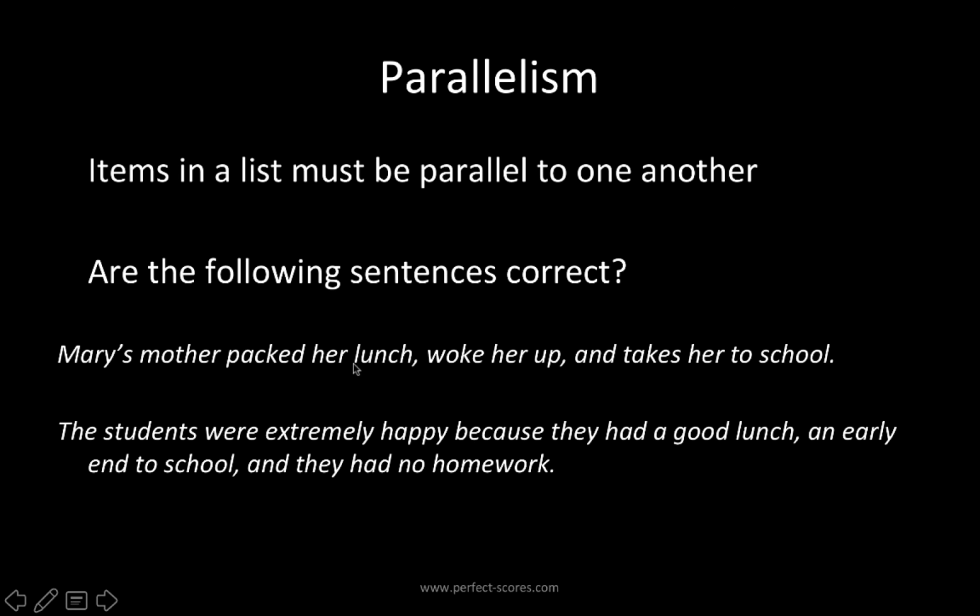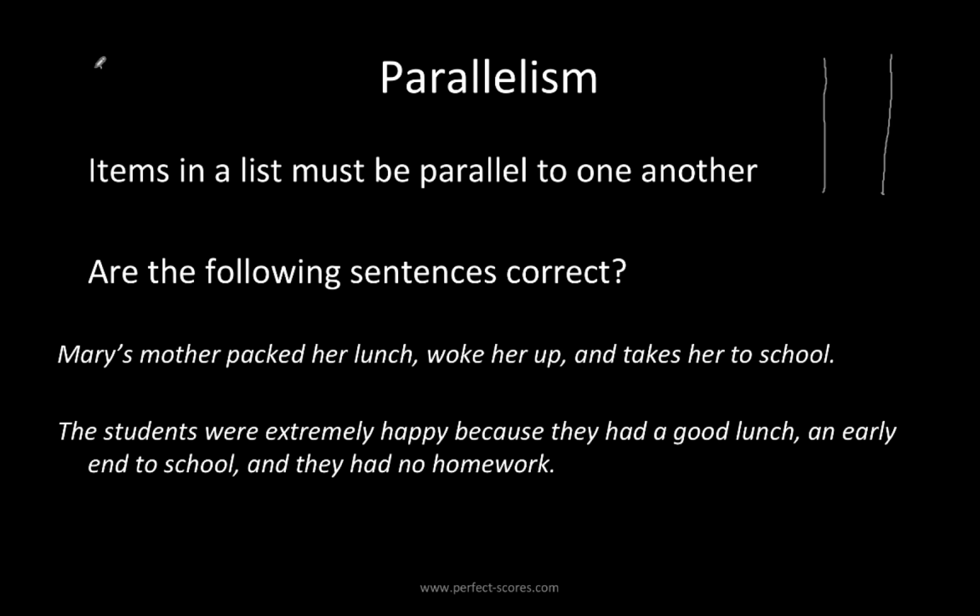So that was all about the modifiers. The next thing that we need to do is parallelism. Now, parallelism is a simple concept. It means whenever you have items in a list, they need to be parallel to one another, just like parallel lines in maths. They're not the same line, but they are identical to each other.